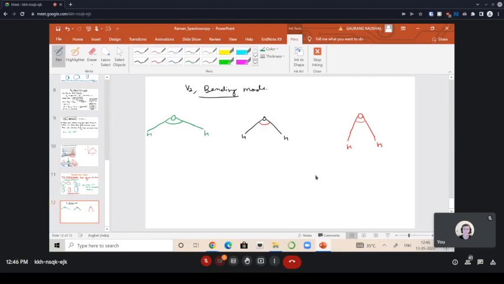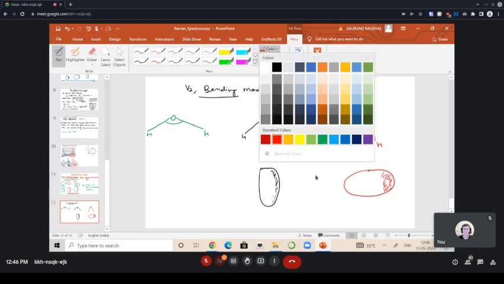Corresponding to this, the polarizability ellipsoid will be like this. Initially the shape was like this. When you compress this molecular angle, what happened to the size? The size will remain nearly the same, the volume will remain the same, but the shape will change. It will be like this. And when you increase the angle, the shape will look like this.